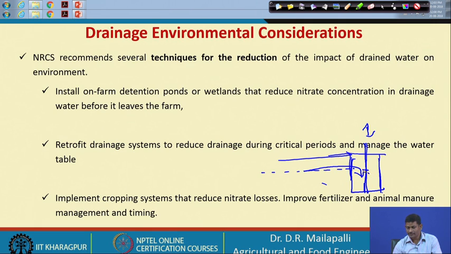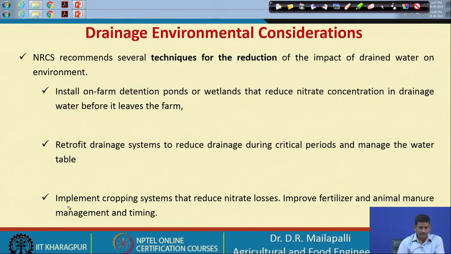If the gate is opened up to this level, the entire water will be released from here. So, you can maintain the water table up to this level. Suppose you want to maintain the water table up to this level, then only opening and closing of the gates can help in monitoring or managing the water table.